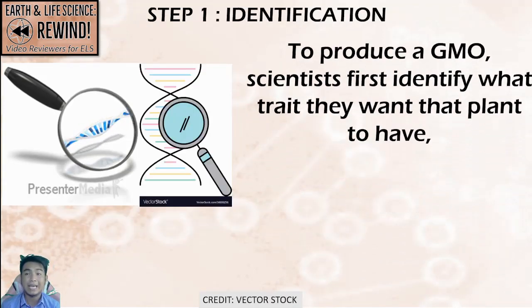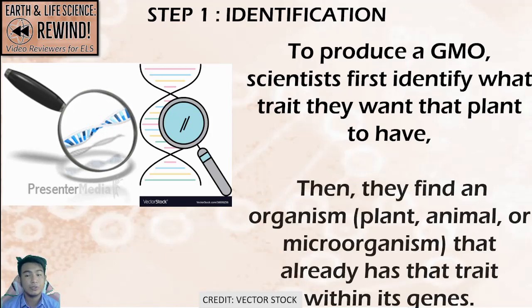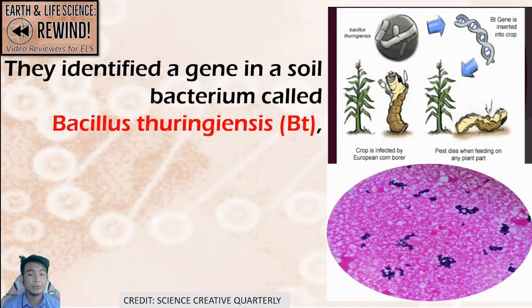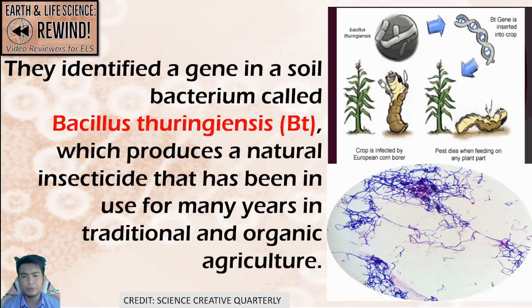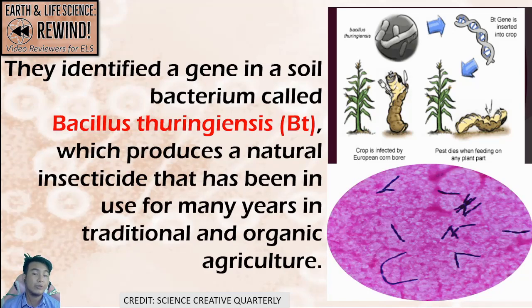First step is identification. Scientists first identify what kind of trait they want a plant, crop, or animal to have: longer shelf life, immunity to diseases, or a higher nutritional content. Then they find an organism, plant, animal, or microorganism that already has those traits within its genes. A good example would be Bacillus thuringiensis, a bacterium that has pesticidal traits, which produces a natural insecticide that has been used for many years in traditional and organic agriculture.